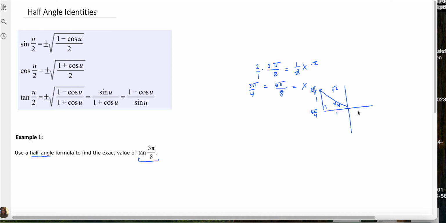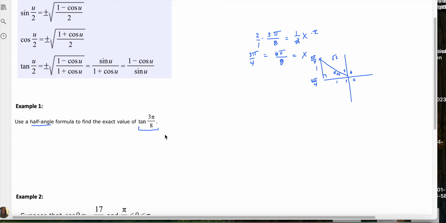So I know that triangle is 1, 1, square root 2. And then I also want to think about what's positive where, right? So that's when we think about CAST. So sine and its reciprocal are positive in the second quadrant, and everything else is negative.